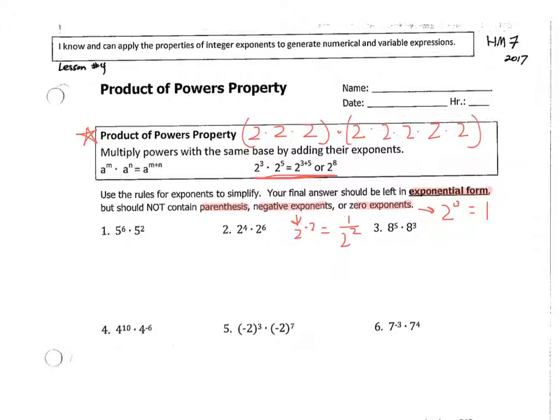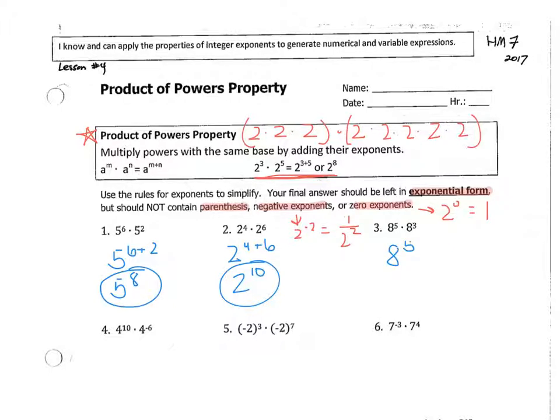Number 1, 5 to the 6th power times 5 to the 2nd is really just going to be 5 to the 6th power plus the 2nd power. So we have 5 to the 8th power. Number 2, 2 to the 4th power times 2 to the 6th is 2 to the 4 plus 6, or 2 to the 10th power. And again, I'm just writing my final answer in exponential form. Number 3, 8 to the 5th power times 8 to the 3rd, well, I'm just adding the 5 and the 3, so this is 8 to the 8th power.